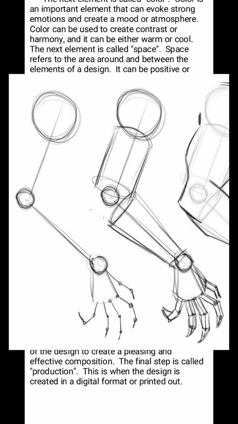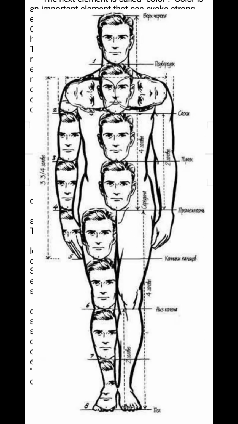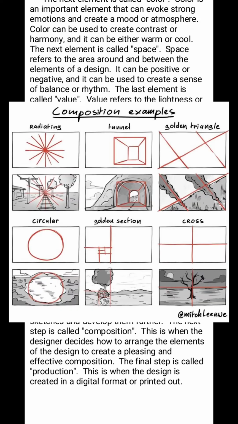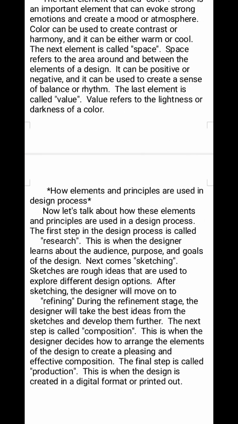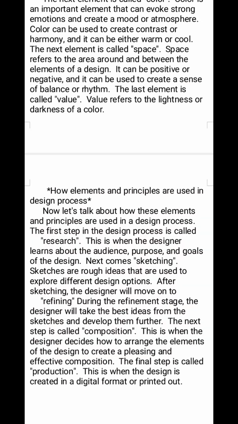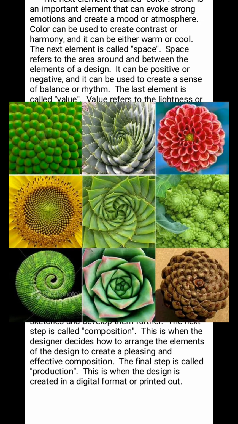Next comes sketching. Sketching is rough ideas that are used to explore different design options. After sketching, the designer will move on to refining. During the refinement stage, the designer will take the best ideas from the sketches and develop them further. The next step is called composition. This is when the designer decides how to arrange the elements of the design to create a pleasing and effective composition. The final step is called production. This is when the design is created in a digital format or printed out.